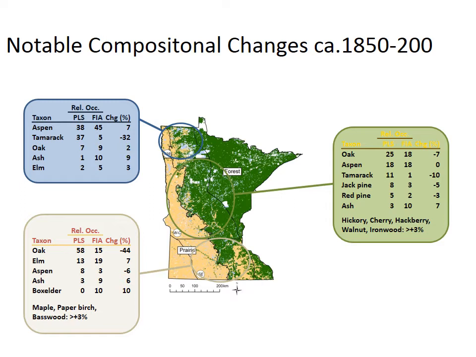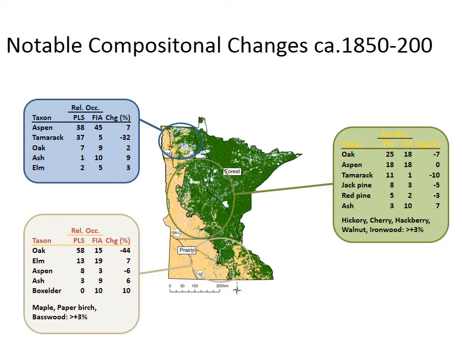Tamarack actually was a very common tree in central and northern Minnesota, and most tamarack was cut down to make railroad ties and telephone poles because it's a nice straight tree and it has pretty good properties. So that species was reduced a lot throughout Minnesota. Looking at central Minnesota here, oak went down, aspen stayed about the same, tamarack of course went down, pines went down, and ash went up.